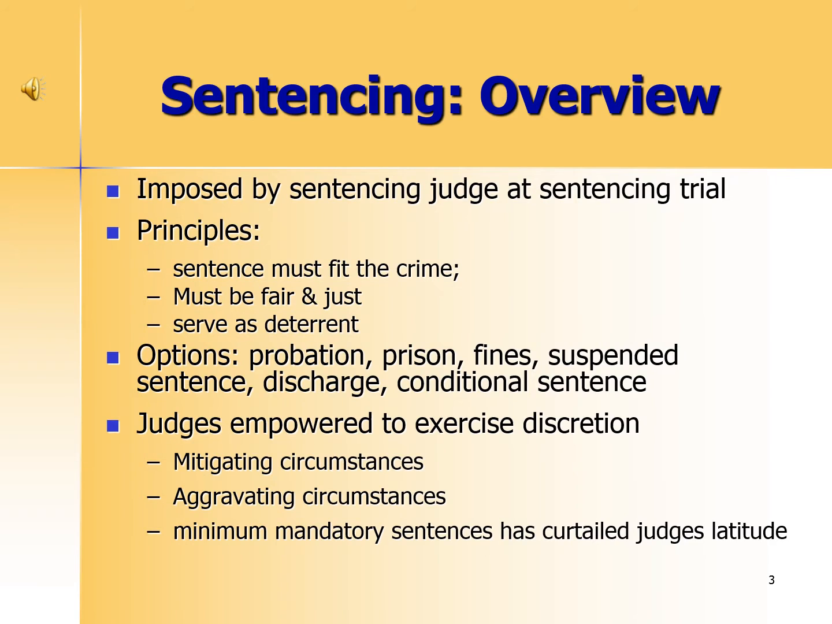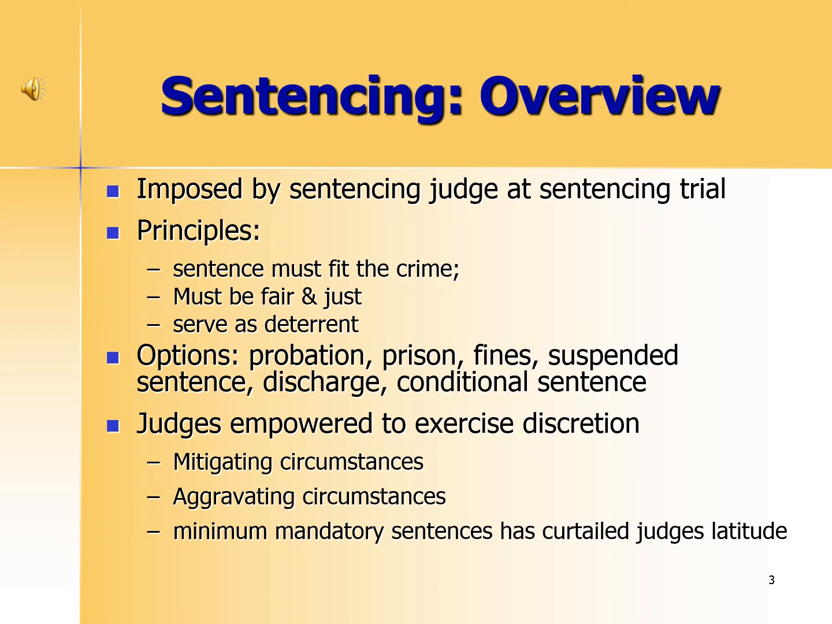So sentencing can be defined as the judicial determination of a legal sanction upon a person convicted of a criminal offense. As we talked about, sentencing is imposed by a sentencing judge in the context of a sentencing trial, which immediately follows the criminal trial. There are a number of principles that judges at the sentencing trial must follow, and this is actually codified in the Criminal Code. The sentence must fit the crime, must be fair and just, but at the same time it should serve as a deterrent to the convicted and to others.